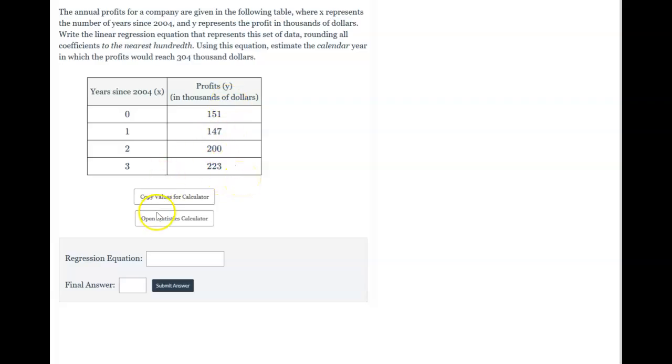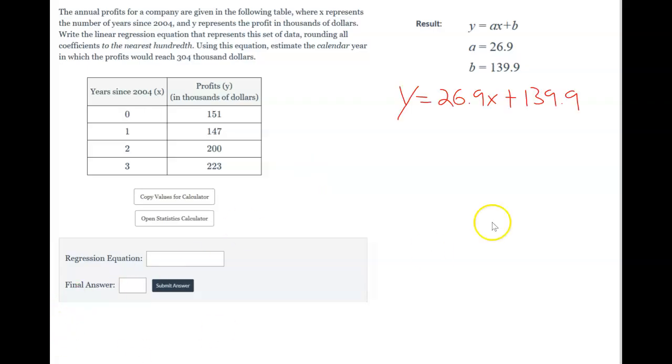You use technology. You're gonna click on this copy value for calculator. You click on this button, and then you click on Open Statistics Calculator. You're gonna paste it. You're gonna click the right tab, and I got a separate video that goes verbatim through that and shows you how to do every single step there. But here I went ahead and got the end results, which is this right here. We've got y is equal to ax plus b. You got A, which is 26.9. You got B, which is 139.9. And you're going to write out the equation. And this is what the equation looks like. This equation will go in this box right here.